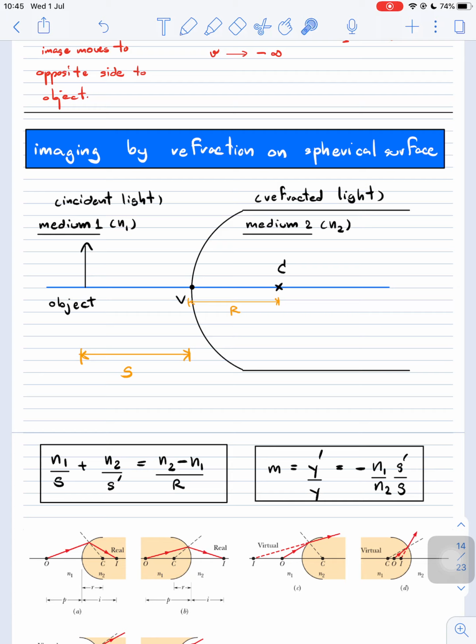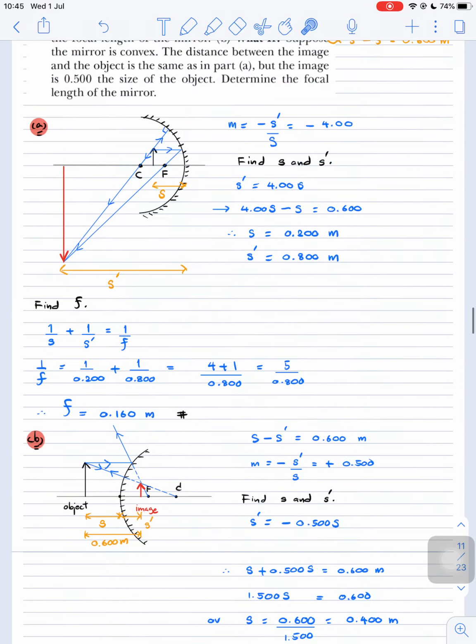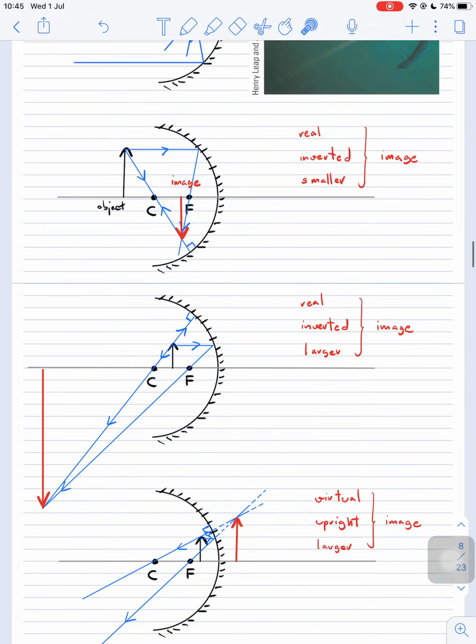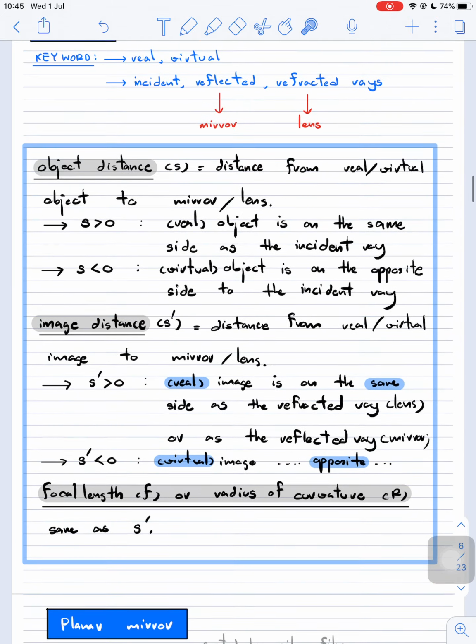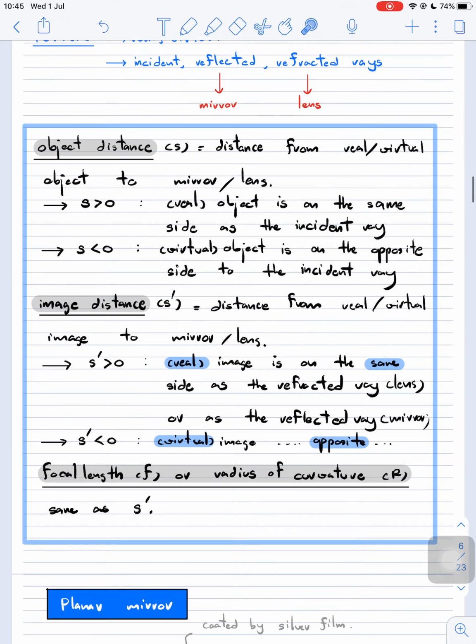In this case, if we want to consider the signs of s, R, and s prime, we need to look at the convention related to refraction. So it is the one for the lens, because the lens here is just related to refraction.